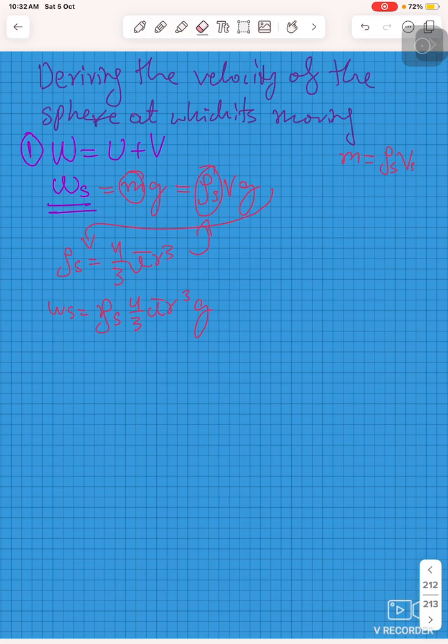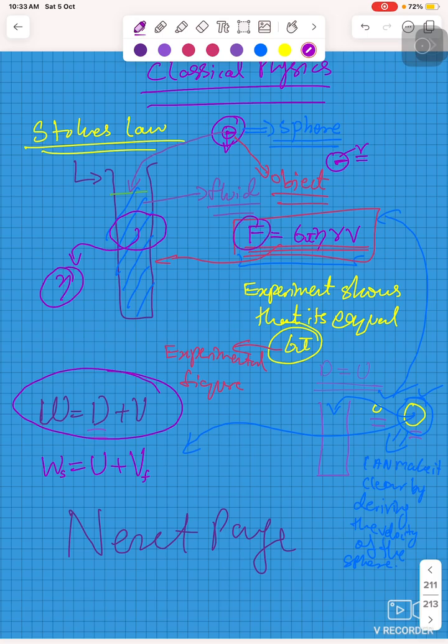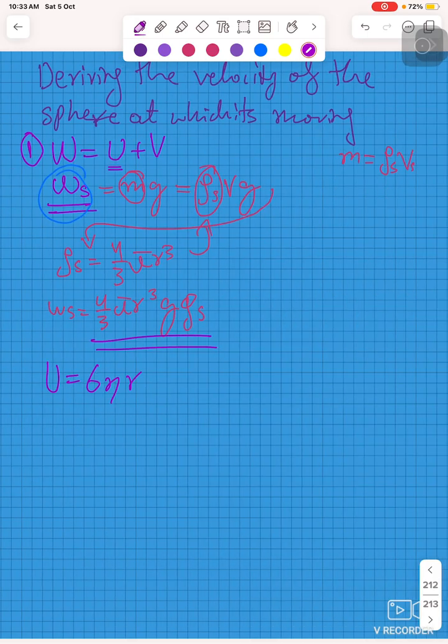Let me just rearrange it. Rho s. Now this is for weight. We just made the version of weight we will be needing. It's not simplification, it's more complex. The upthrust will be the same. There will be no change in upthrust. It's just the viscous force.